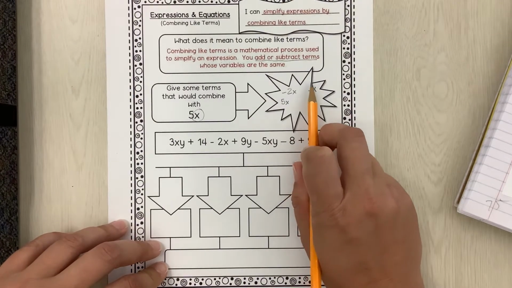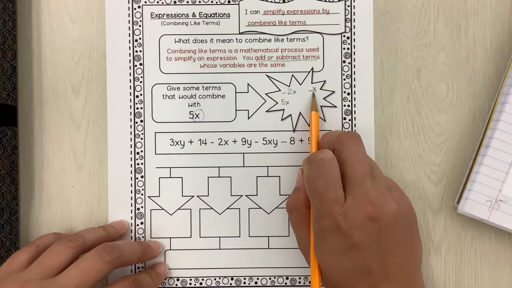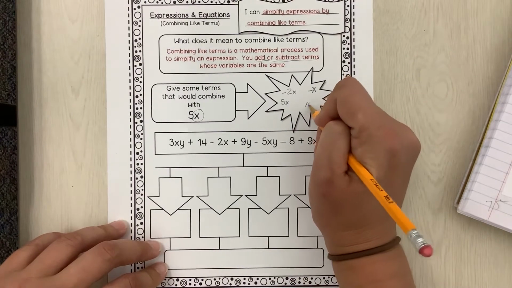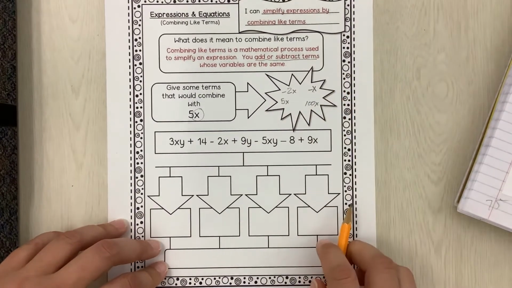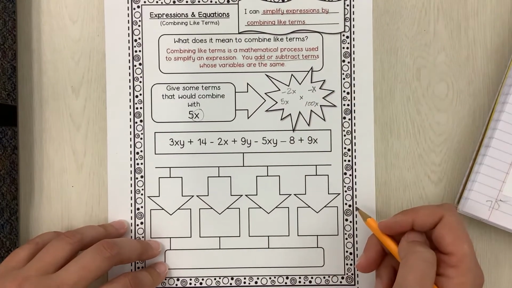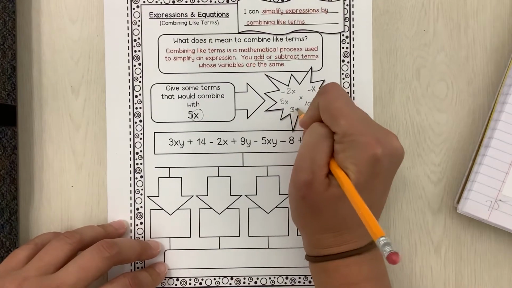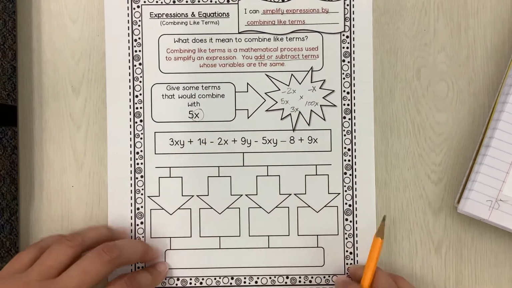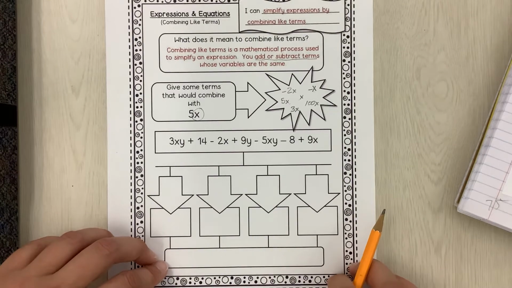When you do not see a number in front of the variable, it means an invisible 1, because you only see 1x here. So it's a negative 1x. So negative 1 would be the number. Let's see, another one. We could have 100x. We could have just plain x. What else? I don't know, a 3x. Okay, so anything with an x can go with 5x.